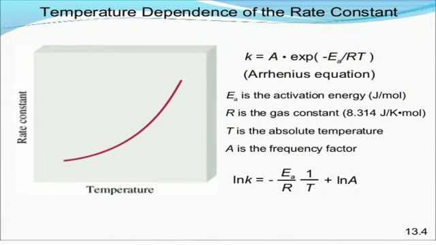Let us discuss how the rate constant depends on temperature. Here one graph is shown, between the rate constant and the temperature. This is shown by the Arrhenius equation: k equals A into exponential of minus Ea upon RT, where Ea represents the activation energy in joules per mole and R is the gas constant whose value is 8.314 joules per kelvin per mole. T is the absolute temperature and A is the frequency factor.